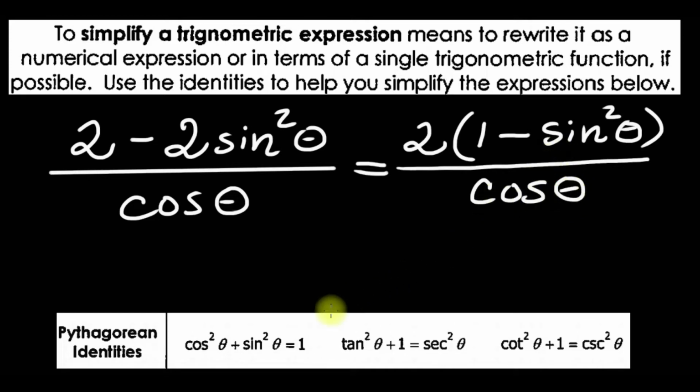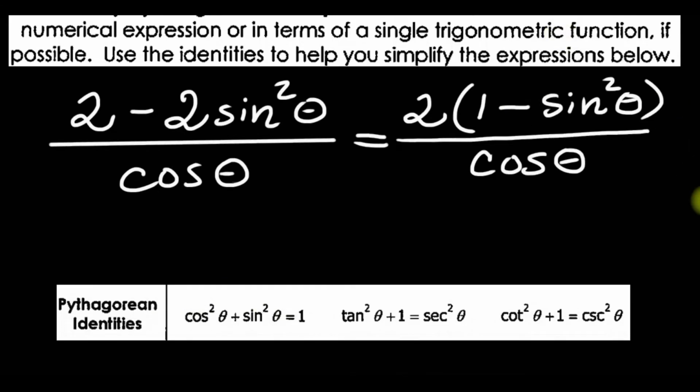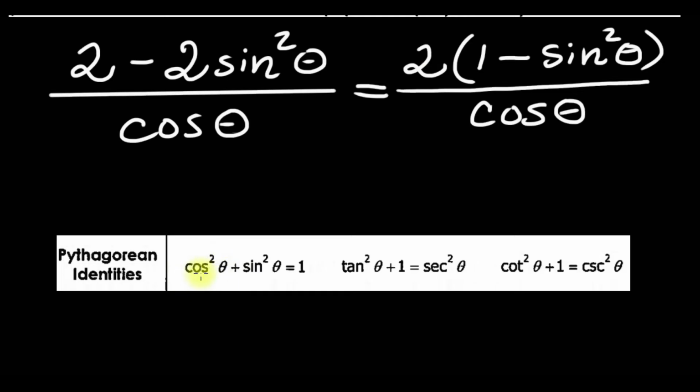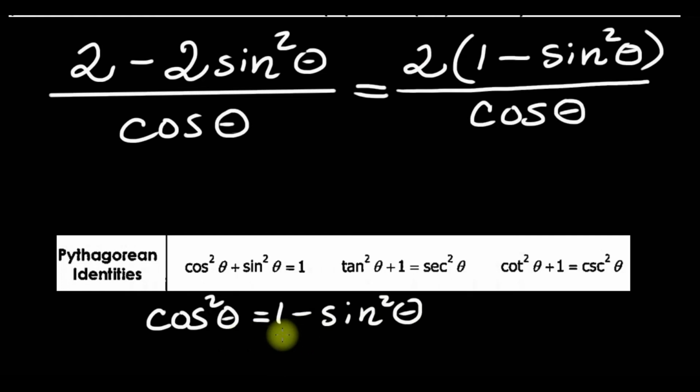Then you can use one of these identities down here to simplify 1 minus sine squared. Is there a way I can rewrite cosine squared plus sine squared is 1 to get it into 1 minus sine squared? Yes. If I subtract sine squared from both sides, I get 1 minus sine squared on the other side. So cosine squared is 1 minus sine squared. Then you can replace 1 minus sine squared with cosine squared to get it down to a single trig function.